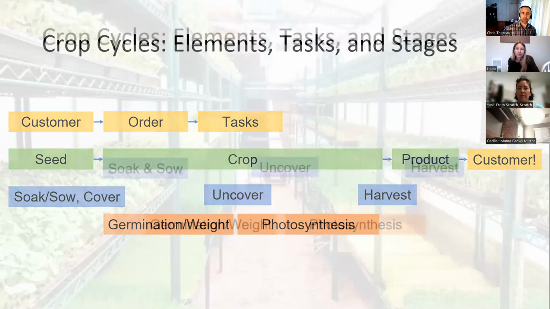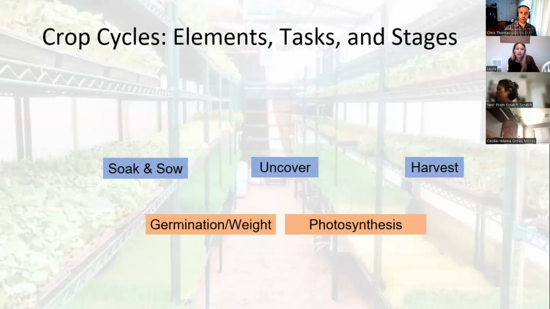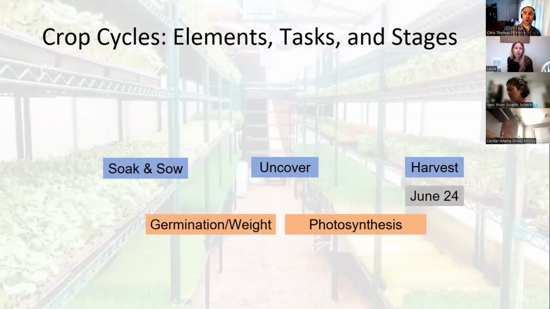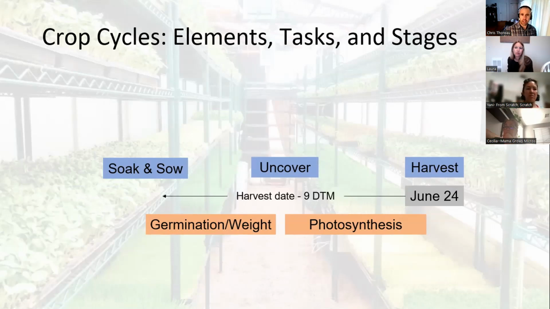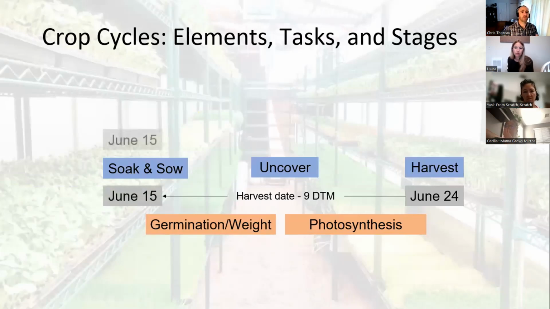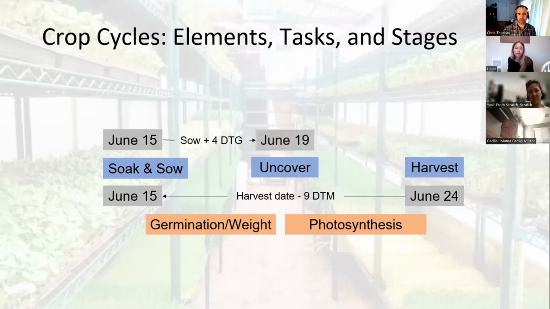With this concept in mind, we are always working backwards from a set harvest date to determine when to do those tasks. The example we gave was a harvest on June 24th, working with speckled pea. We had 9 days to maturity, so that takes us back to June 15th. Then when we sow on June 15th, we think about how long we are going to leave it covered for, so we count forward to our uncover date, which would be June 19th. So in that regard, it's a very simple system.